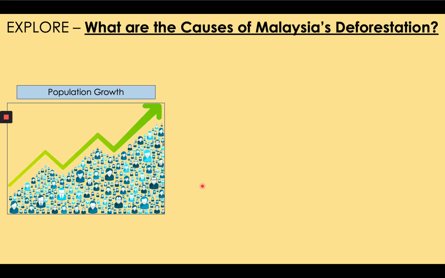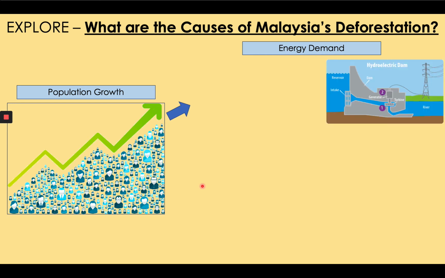Population growth in Malaysia. The population of Malaysia has more than doubled in the past 50 years. It is now increasing at a rate of about 2% every year. Why is that a problem for Malaysia's rainforests? Well, the first reason is energy demand. When people have homes, they need electricity. When people have businesses and manufacturing, that needs electricity. Consequently, Malaysia has had to find ways of providing that electricity, and one way is through hydroelectricity.